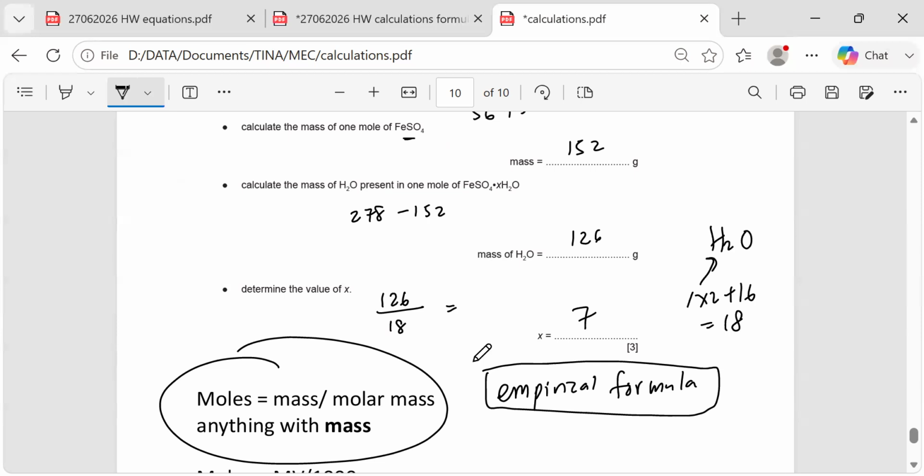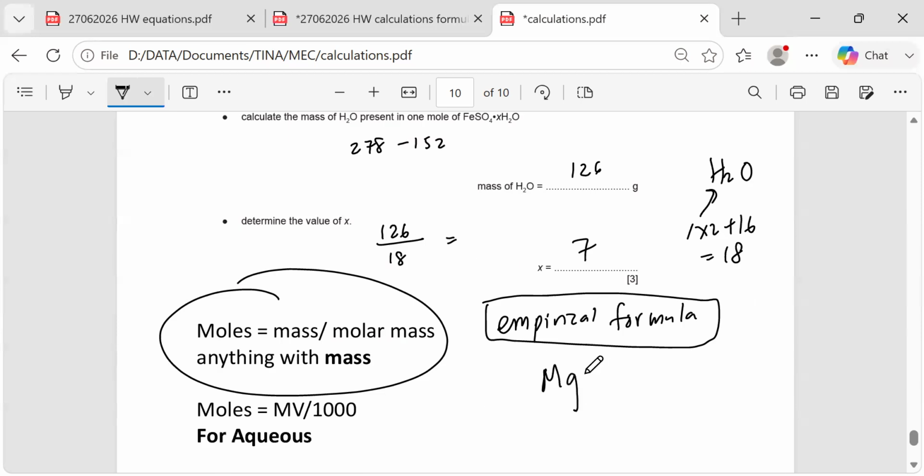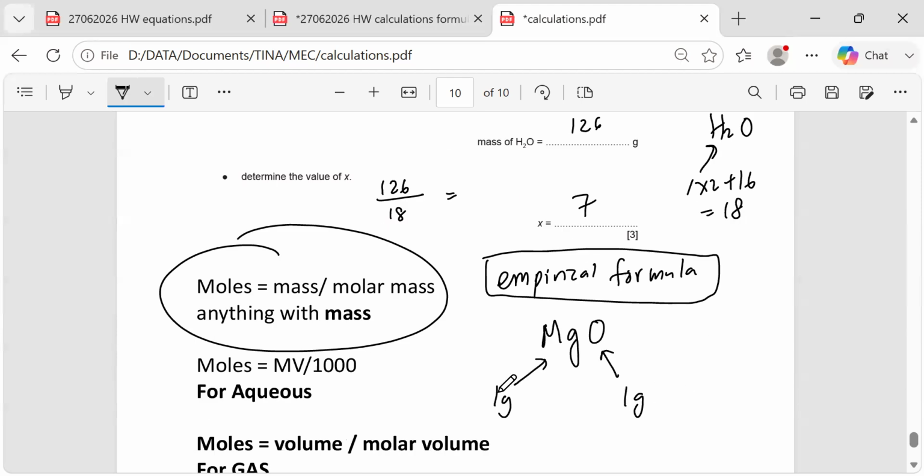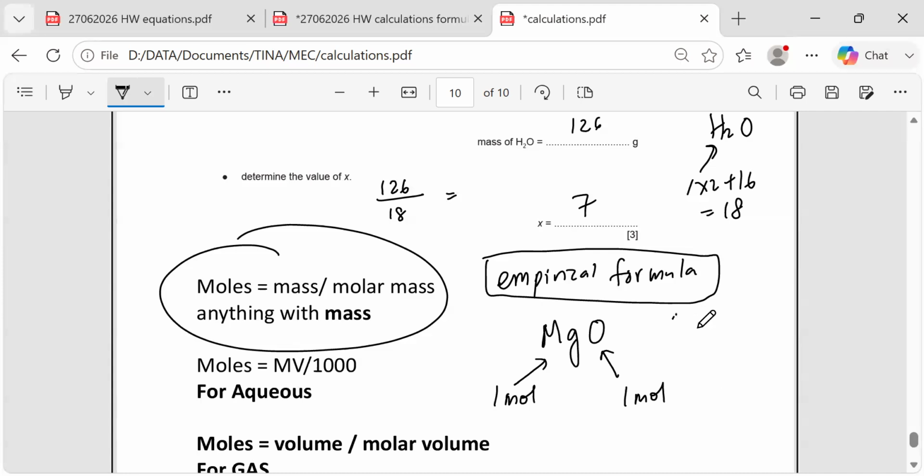So for example, MgO. Everybody knows the formula MgO, right? MgO doesn't mean 1 gram of magnesium reacts with 1 gram of oxygen. No, that's not what it means. MgO means 1 mole of magnesium had reacted with 1 mole of oxygen. That's what MgO stands for. So for MgO, the ratio of magnesium to oxygen is 1 to 1.